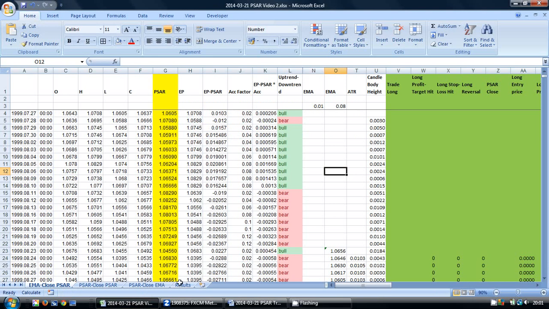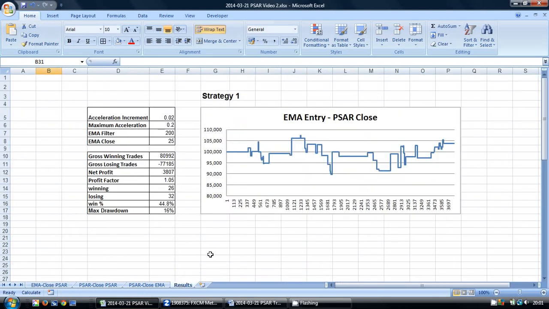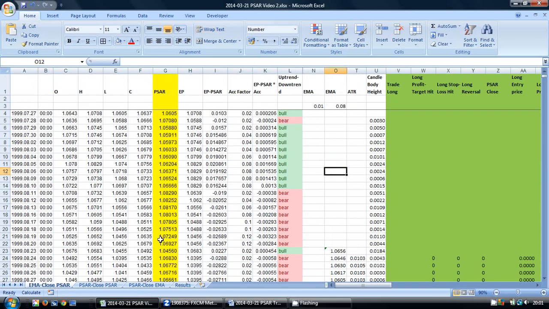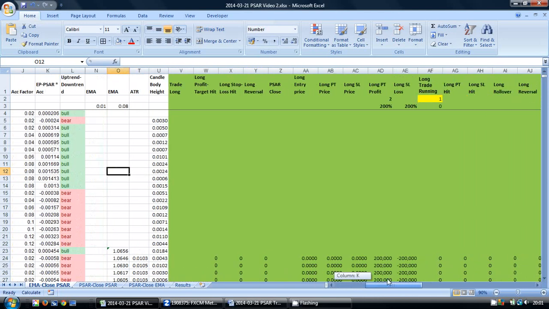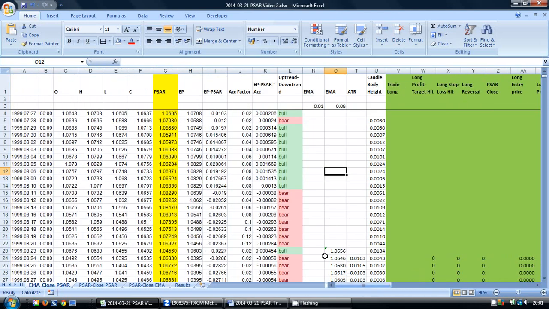So going into my results here for strategy number one, this is actually the spreadsheet that I'm doing the back testing in. This part of it here was the part that I showed in my previous video on how to calculate the PSAR, and the actual back testing is being done by the spreadsheet that I created as part of my ebook course, how to backtest a trading strategy using Excel.